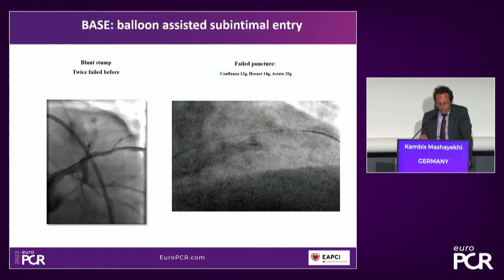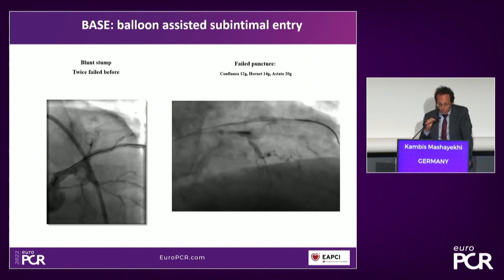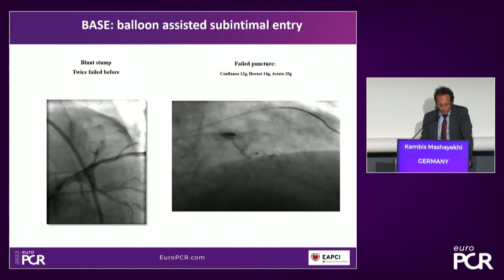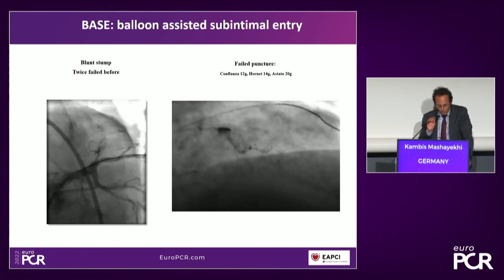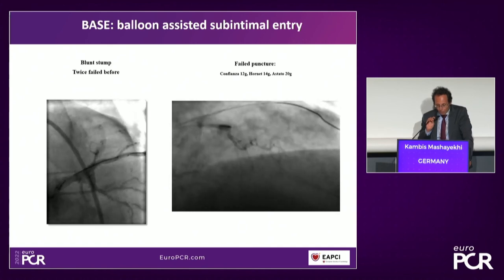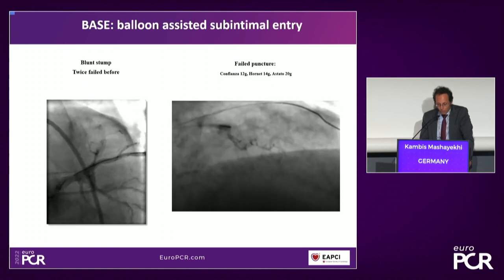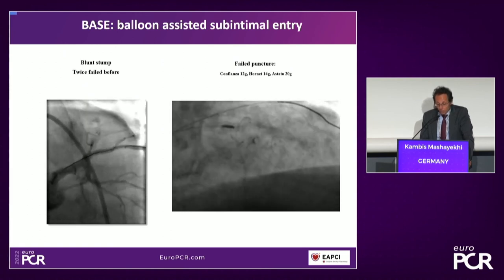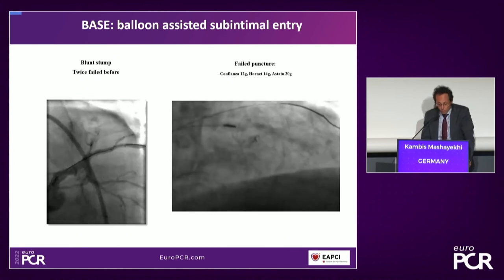So here is a simple example of this balloon-assisted subintimal entry. This antegrade cap was already attempted multiple times, even by operators who do a lot of cases, but nevertheless no wire could pass this cap. It doesn't look too complicated, actually. But I tried with Confianza 12, Fielder 114, Sion 20, but no wire could pass. So what to do next?